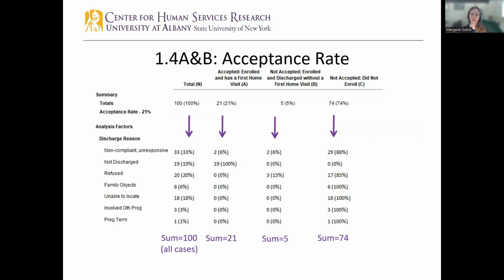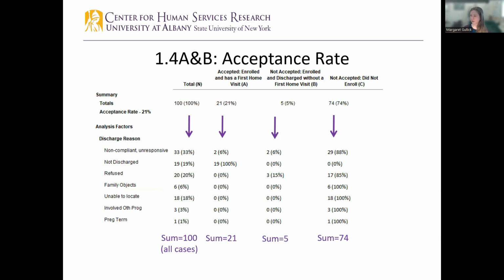All right, so first, we can look at that first column. If you look from the 100 on down, we can look at the total number of all 100 cases and their overall outcomes. So in general, most people are discharged for being non-compliant, unresponsive. That's their main discharge reason, or refused or unable to locate. And then when we look at the next column, that 21 of those who accepted, we can look at what the main discharge reasons for those are.